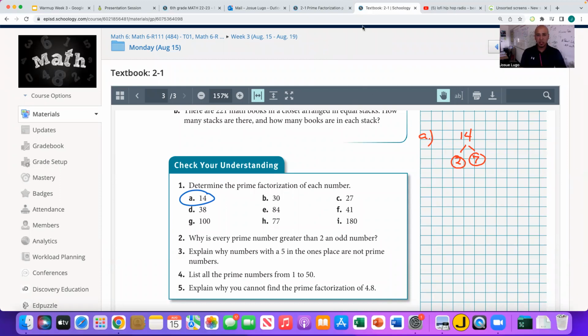Let's try another one. Let's try letter B. So for B, we have 30. So let's begin with 30. So we're going to write 30 in our notebook. And let's break down 30.